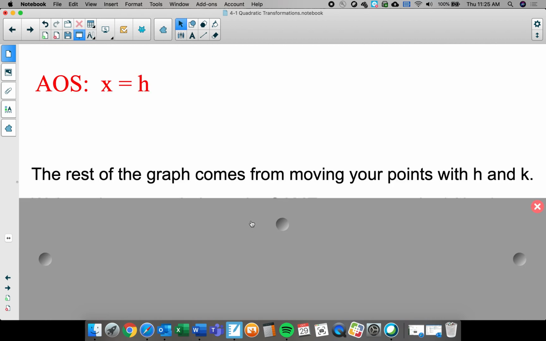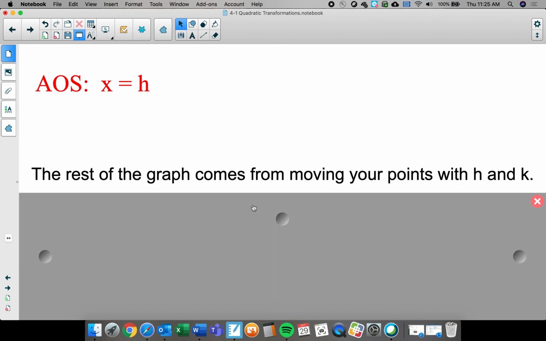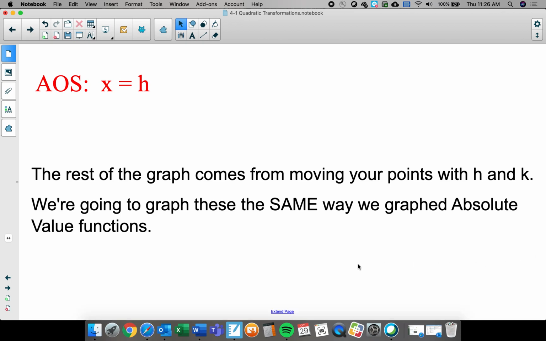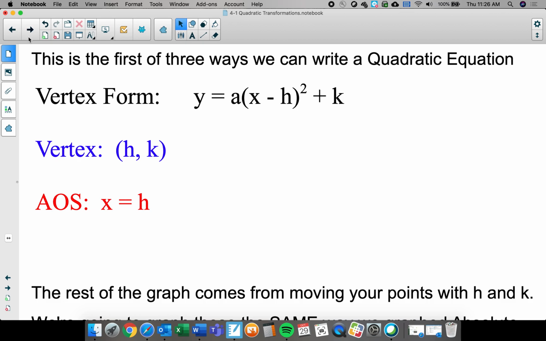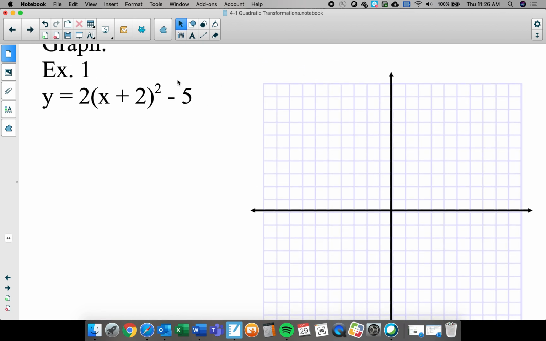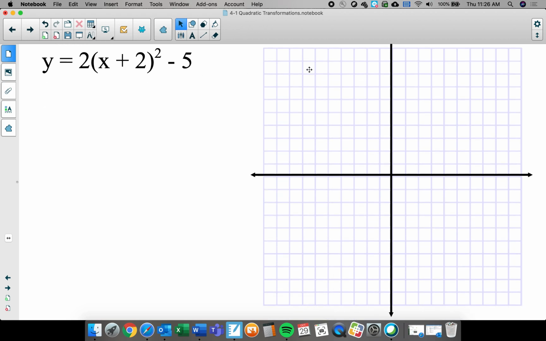And the rest of the graph is going to come from the fact that we are going to move all of the points. We're going to deal with the horizontal shifts and the vertical shifts and all that kind of stuff. Again, very similar to what we did with absolute value. Same exact idea, but now with parabolas instead of V's. So let's move into that. If we are going to graph this, the first thing I'm going to do is identify a, h, and k.